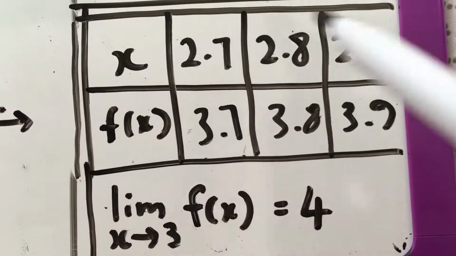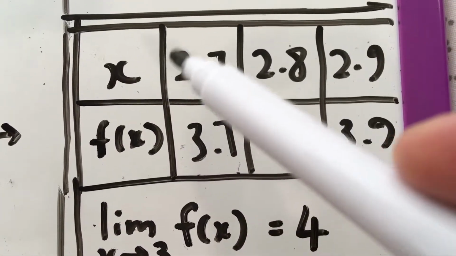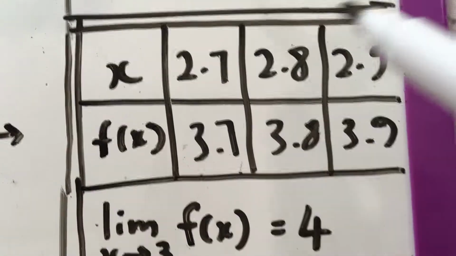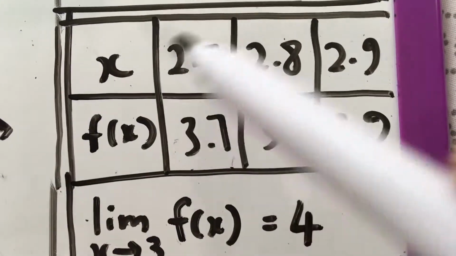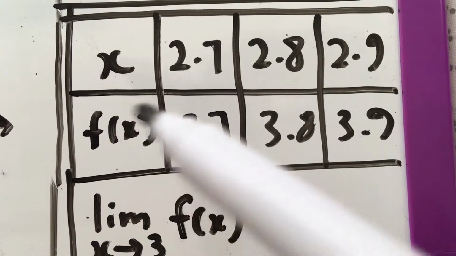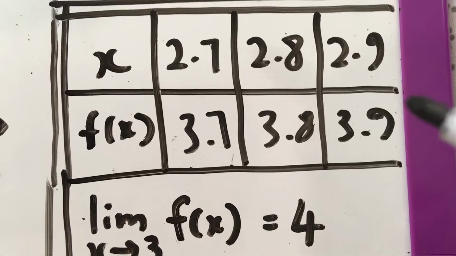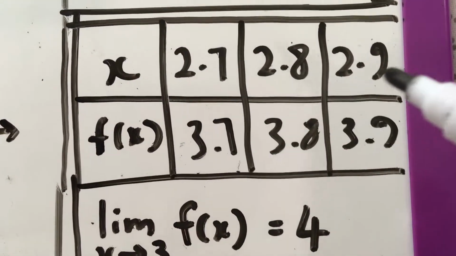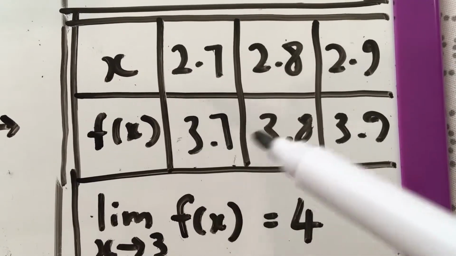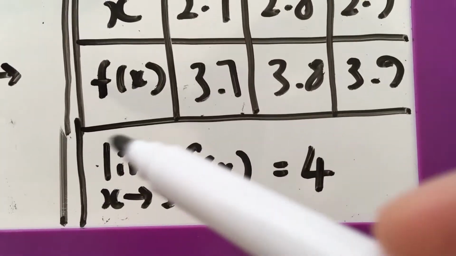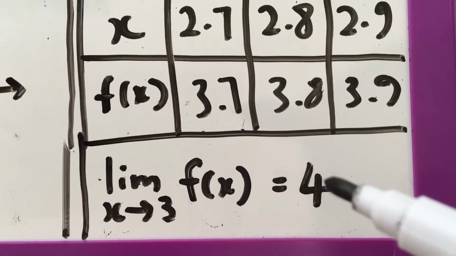So for example, we have this table here for some kind of graph, and I show that x, as it approaches, goes 2.7, 2.8, 2.9. You'll see that it's getting closer and closer to 3, right? And as this happens, you can see that the function approaches 4: 3.7, 3.8, 3.9, 4, right? So we can say that as x gets closer and closer to a value, f(x) gets closer and closer to 4. So we can write this as the limit of f(x) as x approaches 3 is 4, right?